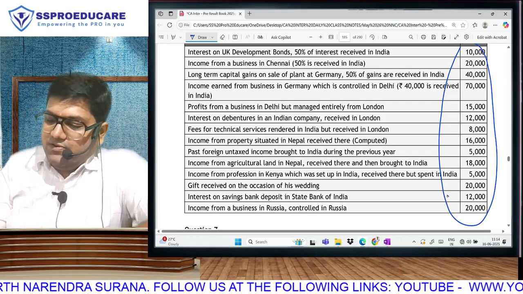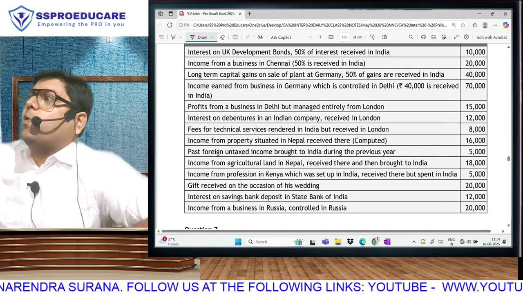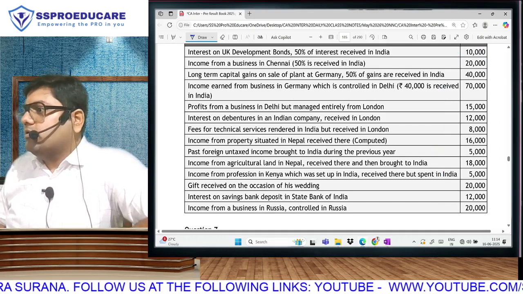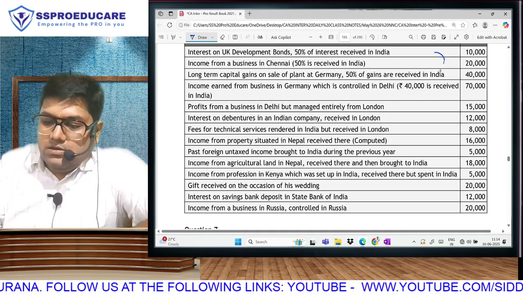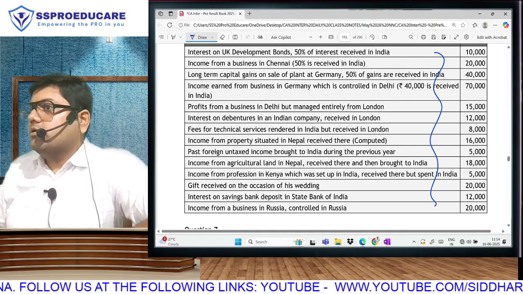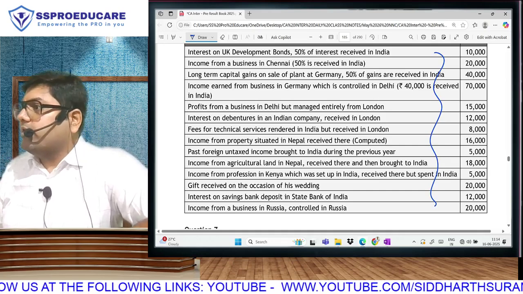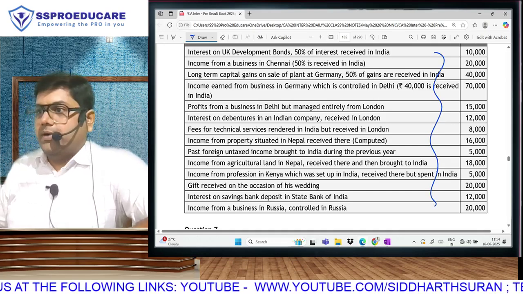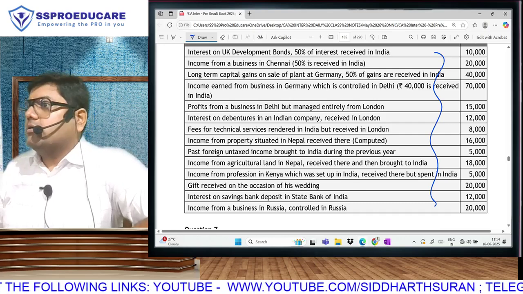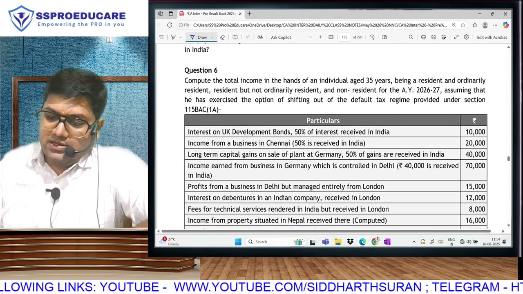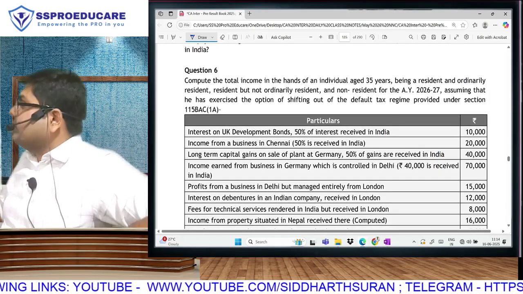You will have to decide whether this income comes in my scope of total income or it does not come in my scope of total income. What will it depend on? If I am ROR, everything will be included. If I am RNOR, Indian income will be included. Foreign only if controlled from India. And if I am NR, then only Indian income will be included. And now read the question. We'll discuss what is the question asking, what is the presentation.